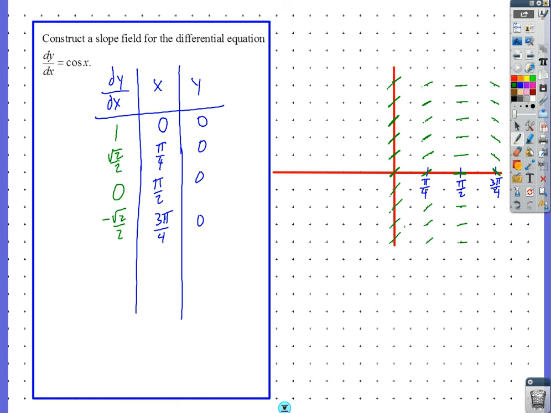And then I have to think, well, what happens if I go to negative pi over 4? That's the same thing as saying 7 pi over 4. So again, that's going to be positive square root of 2 over 2. What happens if I go to negative pi over 2? It's still going to be 0. Okay? So I can go ahead and stretch this out a little bit more. These are all going to be 0, 0, 0, 0, 0. These are going to give me positive pi over 2. Is that right?